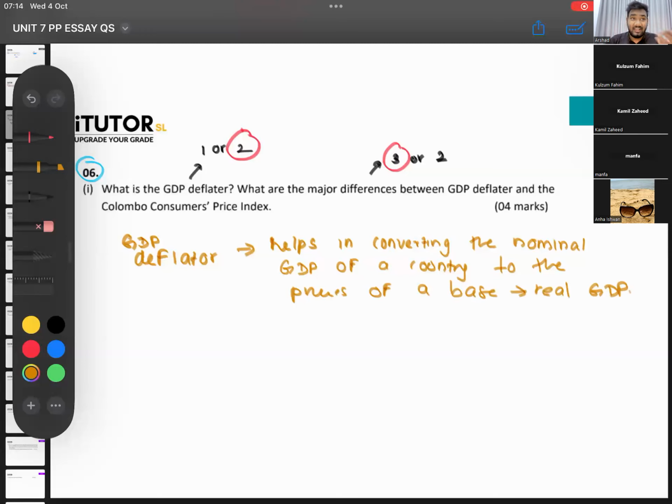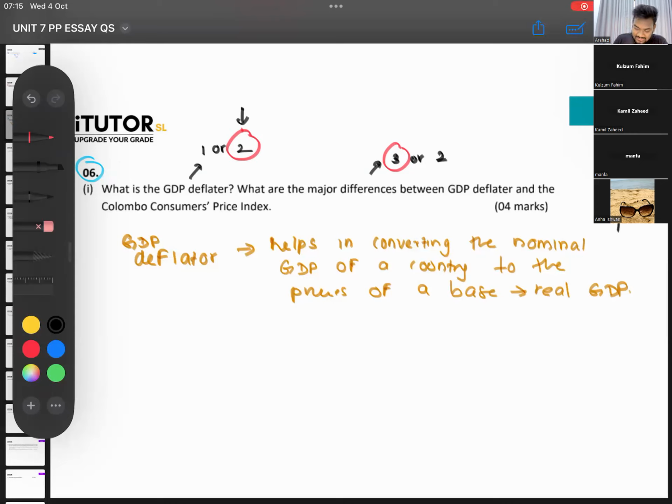You can write this in different ways, but the main thing for 1 mark is you need to give a small definition. You need to say what the GDP deflator is. You can talk about how this helps to convert the nominal GDP into the real GDP. It takes into account the base year prices and removes the inflationary impact on the goods. You get 1 mark. Remember, we are writing this for 2 marks. Now I've got 1 mark by giving a small definition. What else?